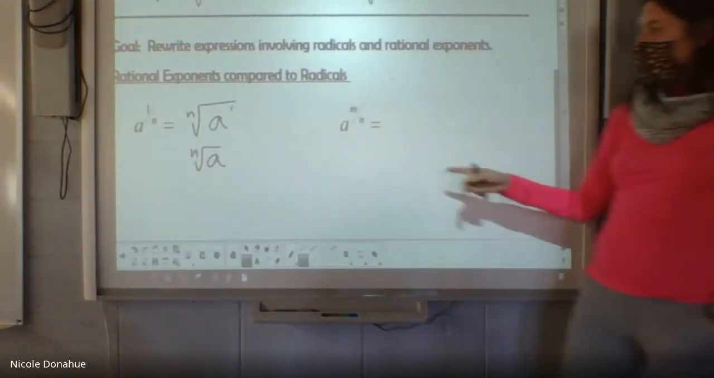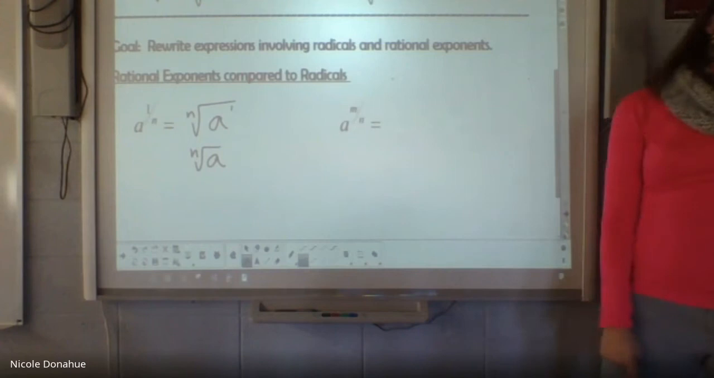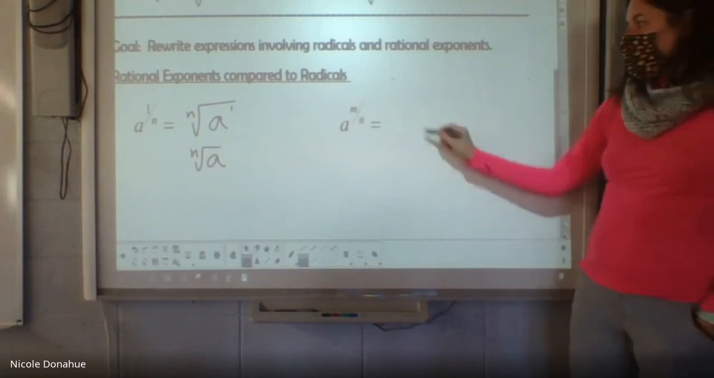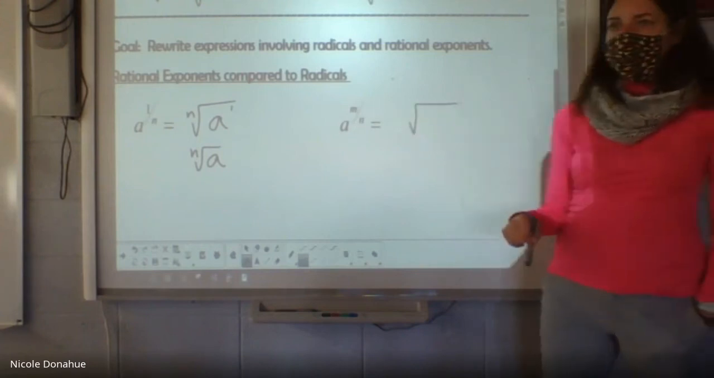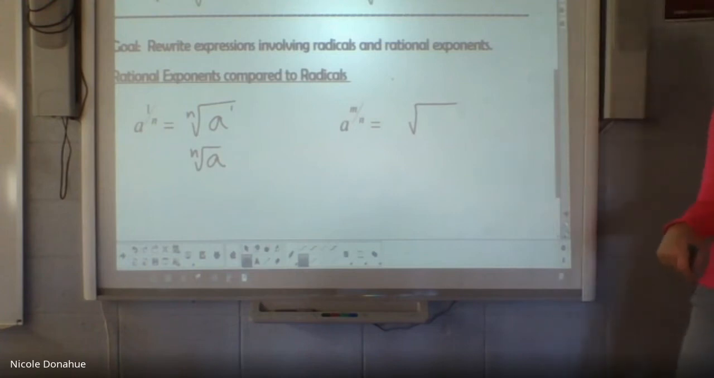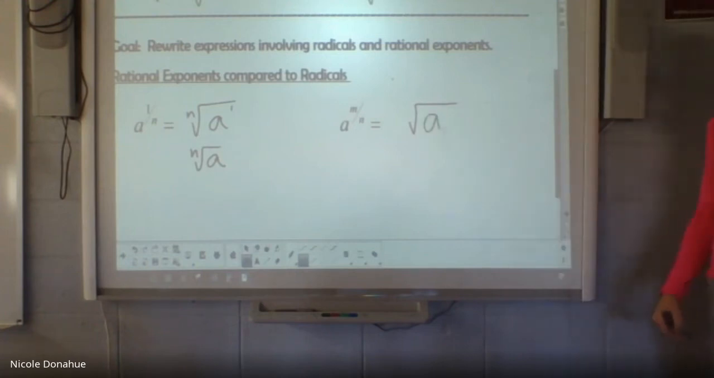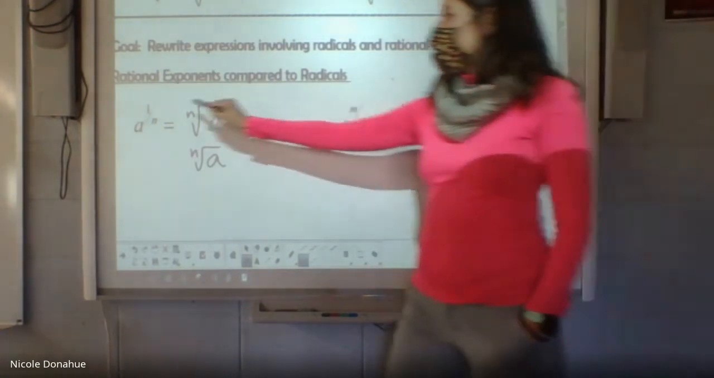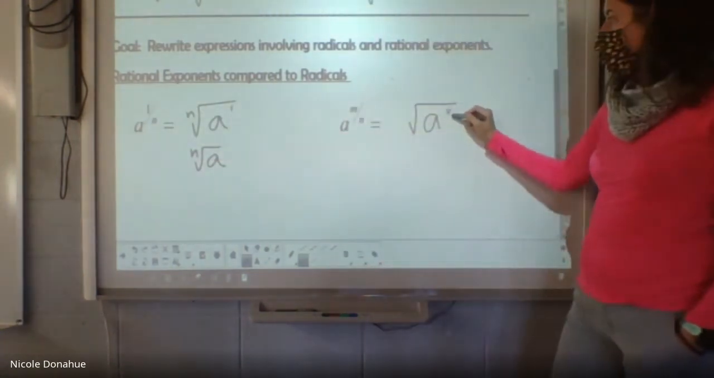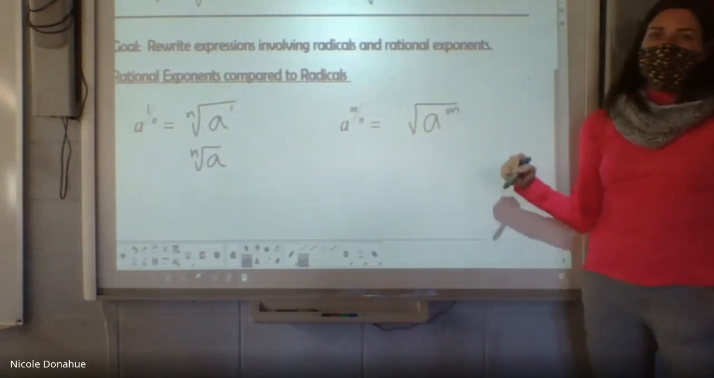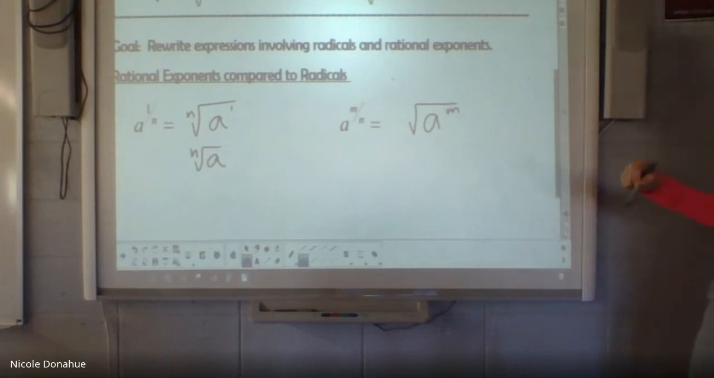So that being said, I have a to the m over n power. So we know this is going to be a root. Where's the a going to go? Underneath. How about the m? It's going to be its power, so it's going to be the m power. How about the n?